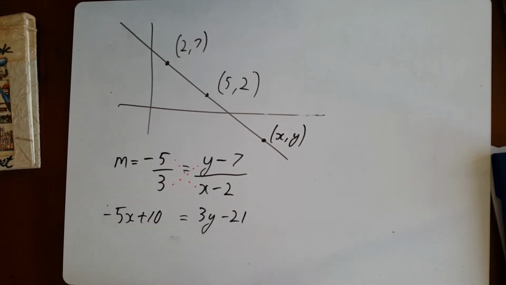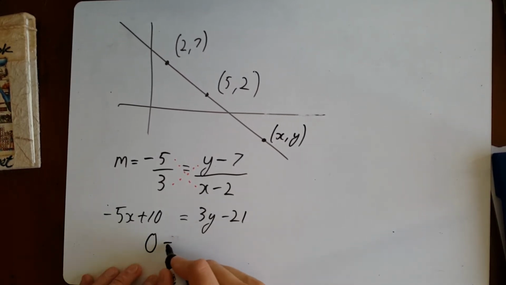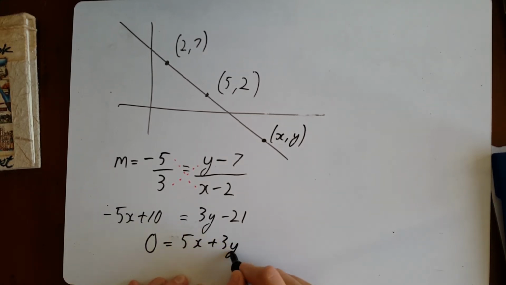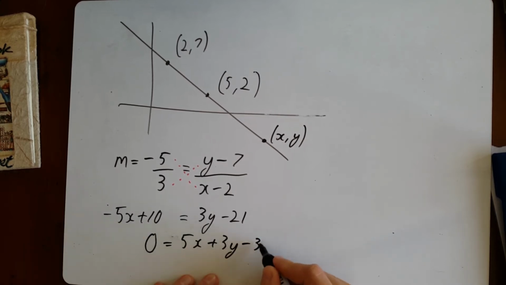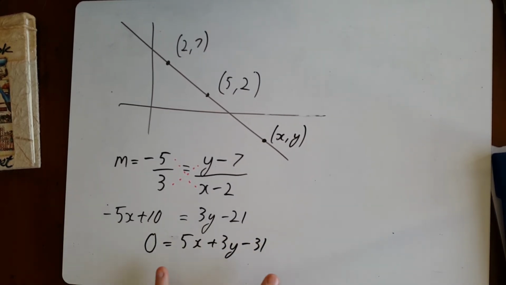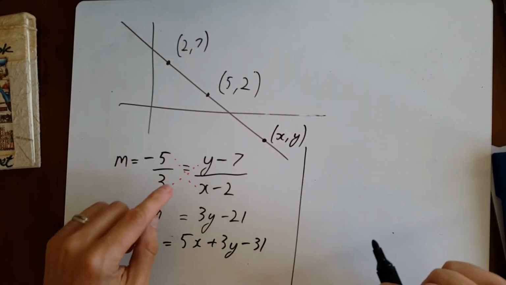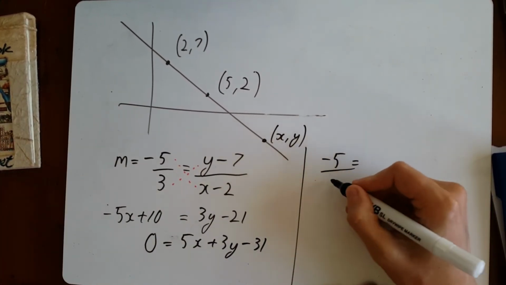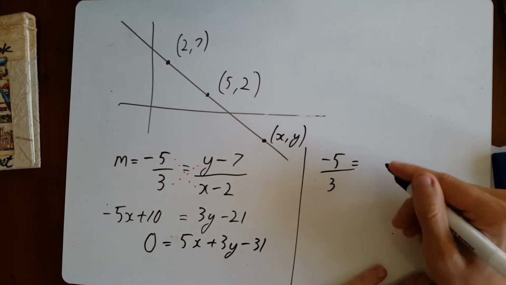Now all I need to do is collect all of my terms together on one side. So I'm going to set this side equal to 0, add the 5x, I've still got a positive 3y, subtract the 10, gives me this equation. So I know the equation of this line here is 0 equals 5x plus 3y minus 31. Just to show you that I could have chosen the other point, 5, 2, we'll do exactly the same and it will give us exactly the same equation.